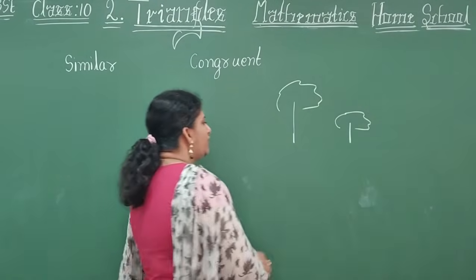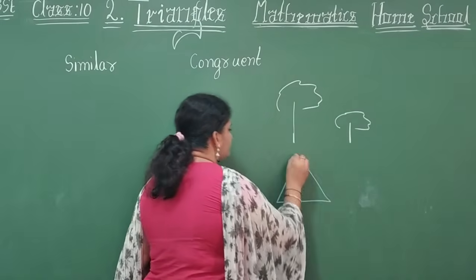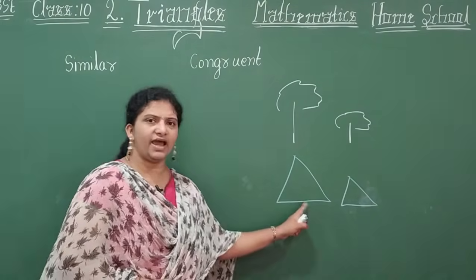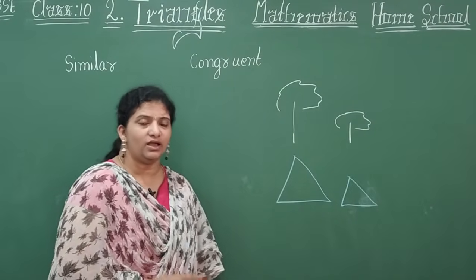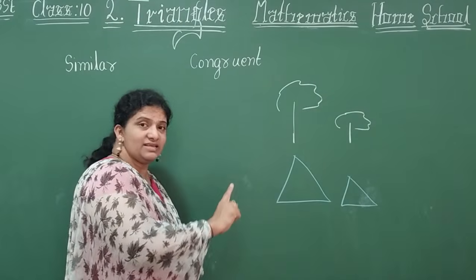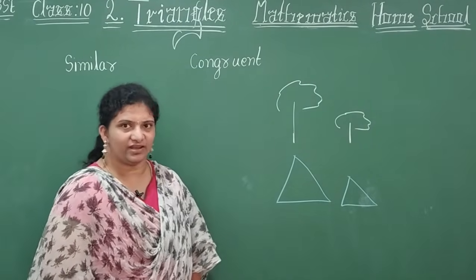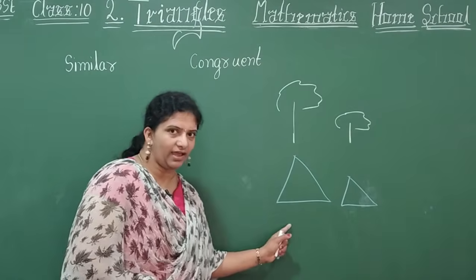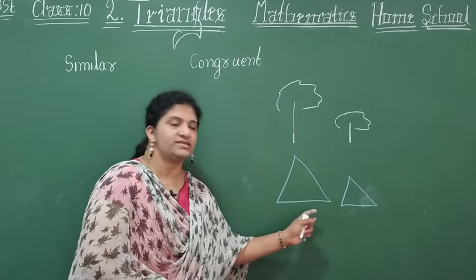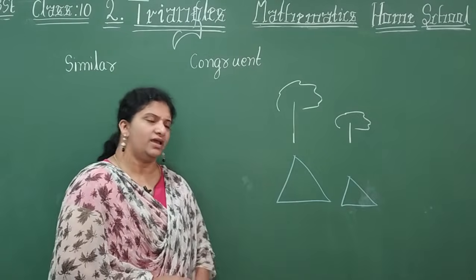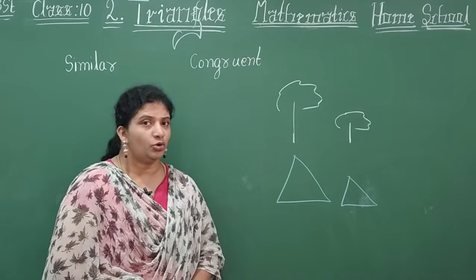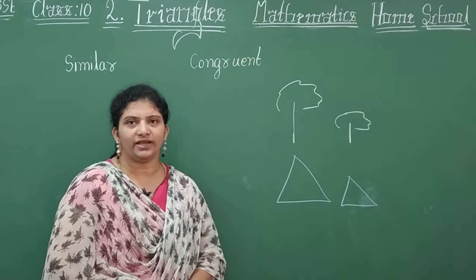Suppose if I draw a triangle here, what you can say? Yes, this is a triangle and this is also a triangle, but they differ in their angles or the size. This is a big triangle, this is a small triangle. Similarly, what you can say by seeing this, immediately you say, yes, those are similar, but are they congruent? No, they are not congruent.